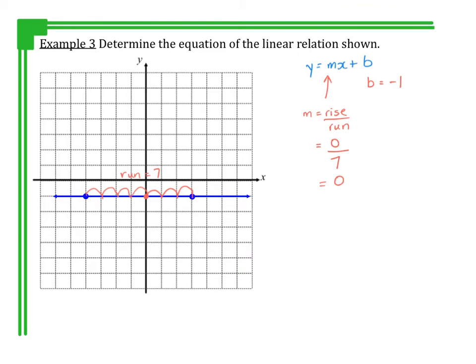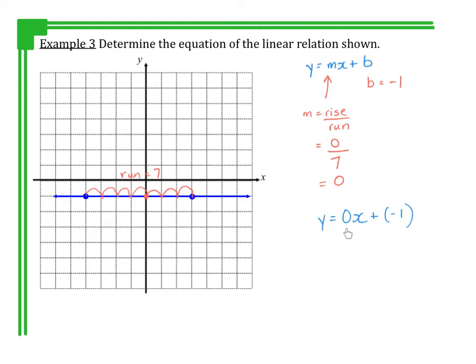Okay, so now let's go back to the equation. The equation of the line is y equals mx, so our slope is 0, 0x, plus b, our b is -1. Okay, our y-intercept is -1. This can be simplified in this case. Looking right here at 0x, the operation between the 0 and the x is multiply.